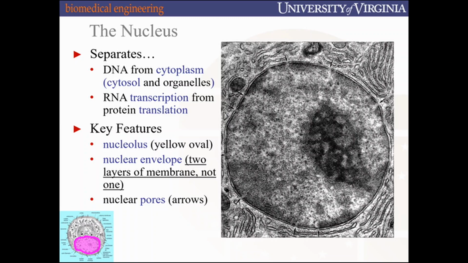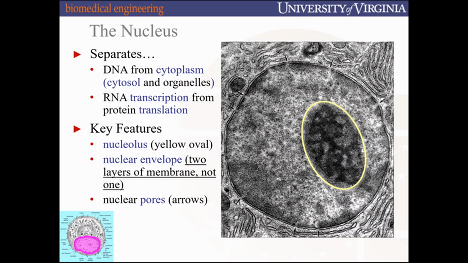Now, I'm going to go over a few key parts of the nucleus, starting with the nucleolus, which is inside this yellow oval on the right. This electron-dense region is the site of ribosome biosynthesis. We'll go over ribosomes and the job they perform in the cell later in this lecture.